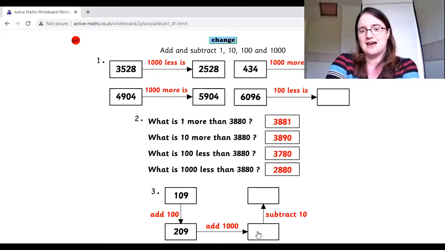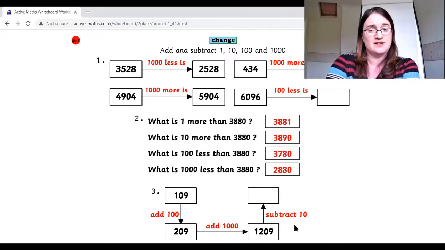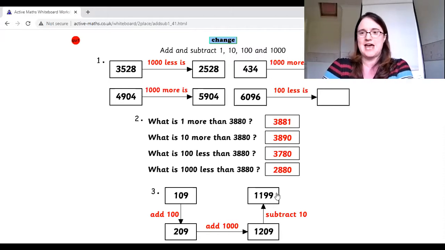Then I'm going to add 1,000. So I've got no thousands at the moment, so I'm going to end up with 1,209. And then I'm taking away 10. This is a tricky one because it's going to drop through. So if I'm on 1,209 and I drop 10, what am I going to end up with? 1,199, because I'm dropping by 10.